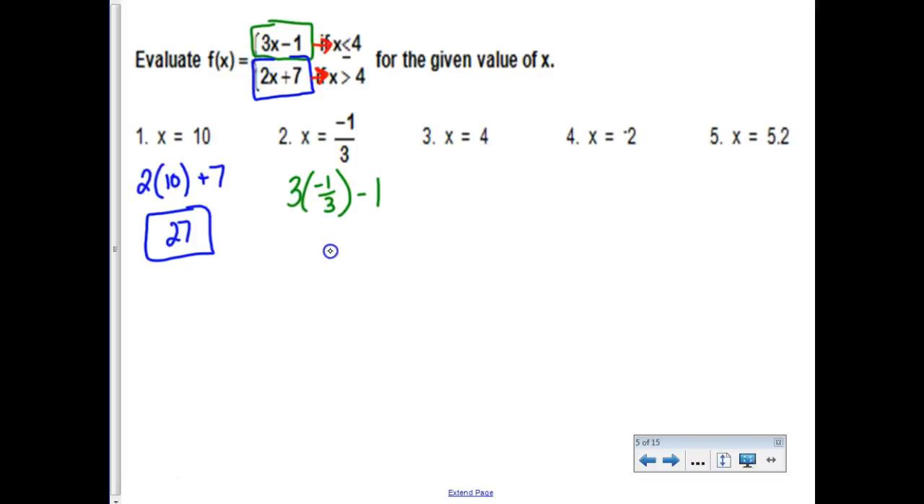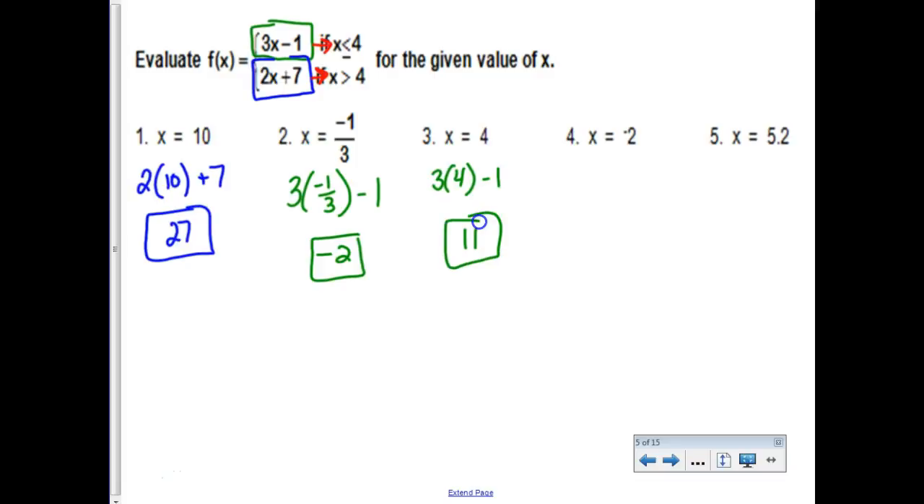Negative 1 minus 1 is negative 2. Yes, sir. What about x equals exactly 4? Yes, the top one, because that's where the equal to 4 symbol comes in. So 3 times 4 minus 1, that would be an 11.